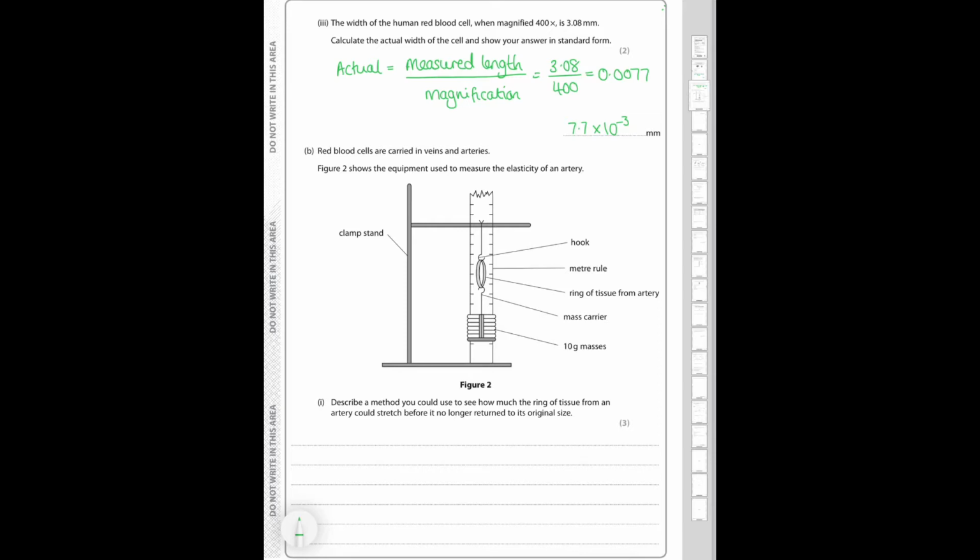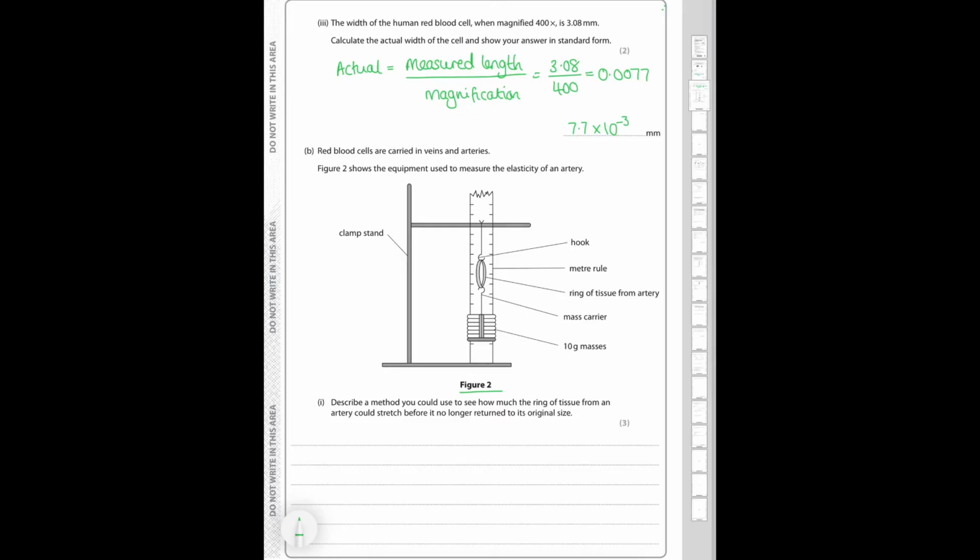Then for the next part of the question, part B, we're told that red blood cells are carried in veins and arteries. Figure 2 shows the equipment used to measure the elasticity of an artery. And we have our diagram here showing how the equipment is set up. Then part 1 says, describe a method you could use to see how much the ring of tissue from an artery could stretch before it no longer returned to its original size.